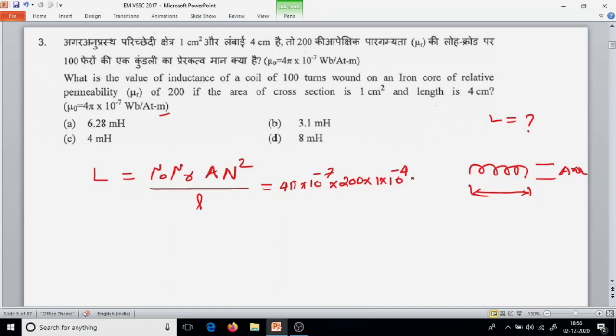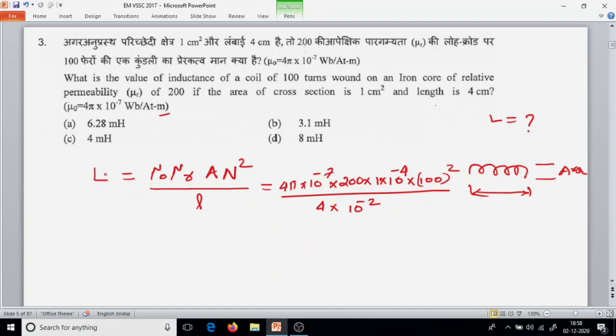A N square. Oh, I did not write the N square. I have to write N square. What is the number of turns? 100, so that is 100 square, divided by the length. 4 centimeter, we have to convert to meter. 100 centimeters makes 1 meter. So you have to multiply it by 10 to the power minus 2.